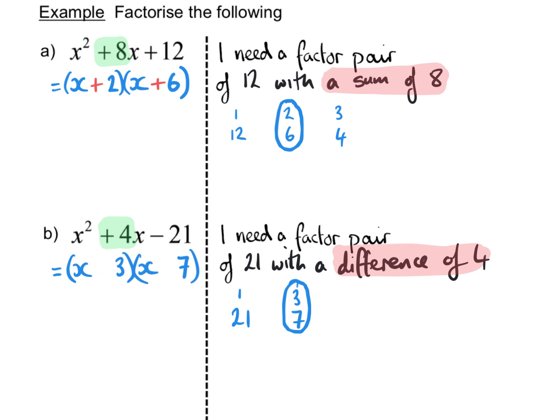Now the easiest way to think about that, if I want to make positive 4 using the numbers 3 and 7, I would start off with 7 and I would take away 3. Now if I'm starting with 7, that's positive 7, take away 3, so I'm going to put positive in front of the 7 and I'm going to take away 3. And that then is fully factorised. That negative 3 and positive 7 will help me to create this positive 4x here.